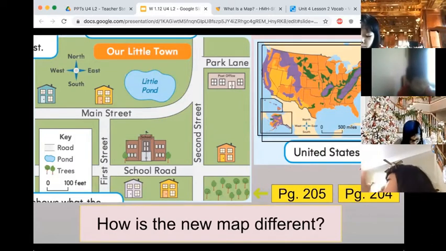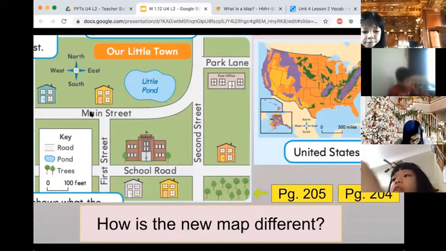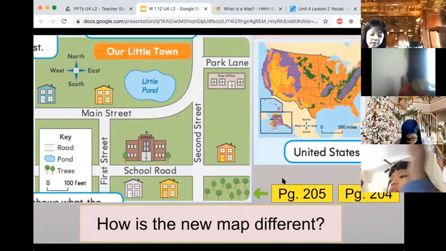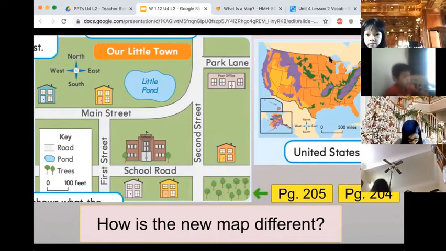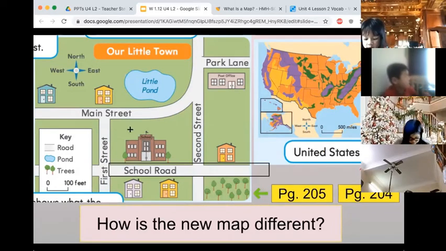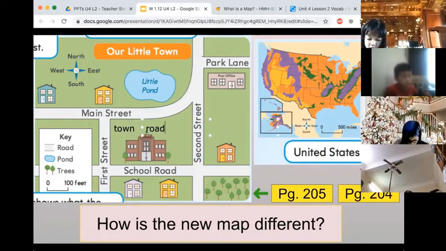What's the new map showing? This map on 205, what is it showing? A town, yes. One showing land and water. This one is showing a town. It has roads, a school. We don't have any buildings. So this map is different because it is showing a town. It's showing roads. It has buildings.